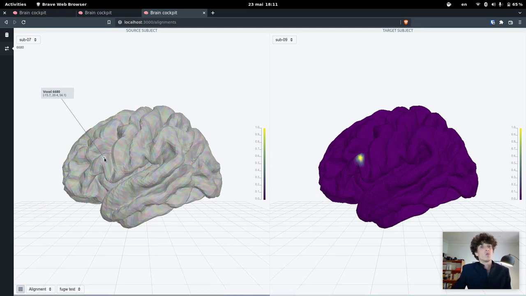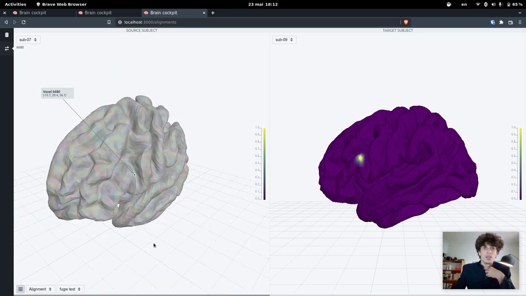And we clicked on one specific vertex of the source subject, and we see the probability map of matched vertices onto the target subject. And that's one of the cool things about the alignments that we derive, is that you can control how spread they are. So you can actually decide to compute vertex to vertex alignments, but they can be a little bit more blurry as well, and you will have more spread out probability maps.